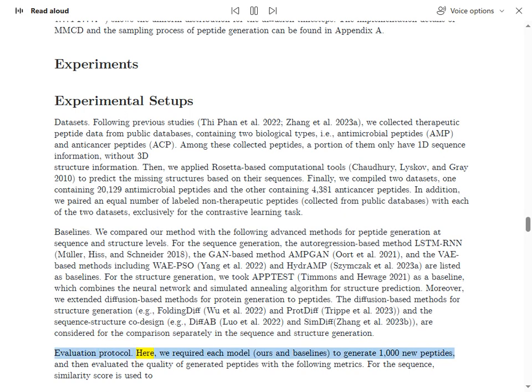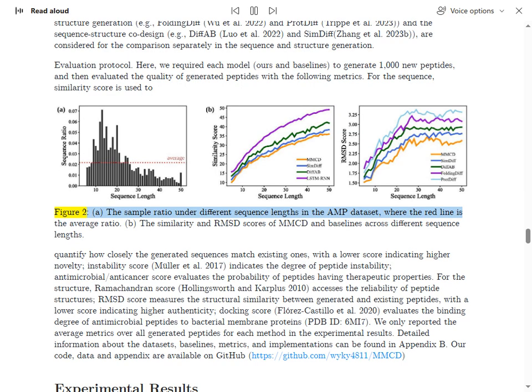Evaluation protocol. Here, we required each model, ours and baselines, to generate 1,000 new peptides and then evaluated the quality of generated peptides with the following metrics. For the sequence, similarity score is used to quantify how closely the generated sequences match existing ones, with a lower score indicating higher novelty. Figure 2, A, the sample ratio under different sequence lengths in the AMP dataset, where the red line is the average ratio. B, the similarity and RMSD scores of MMCED and baselines across different sequence lengths.